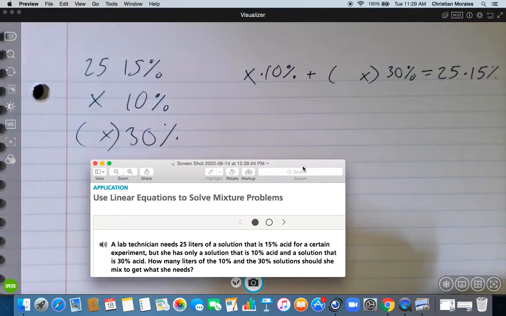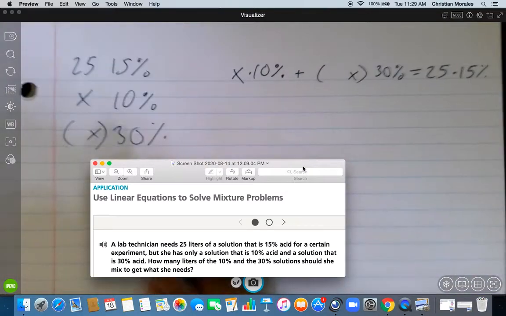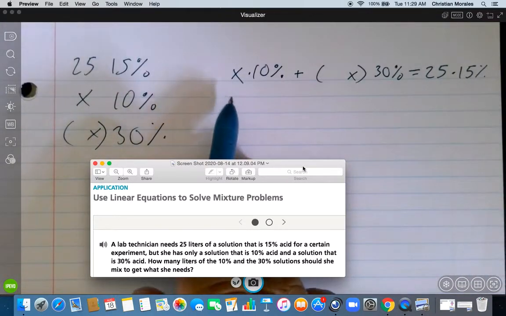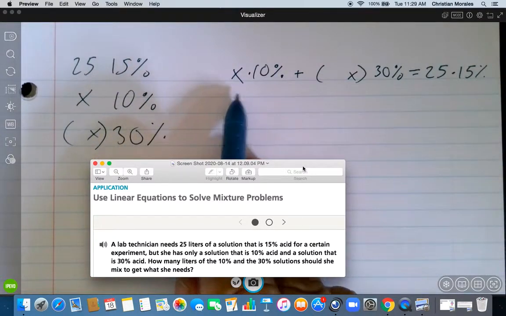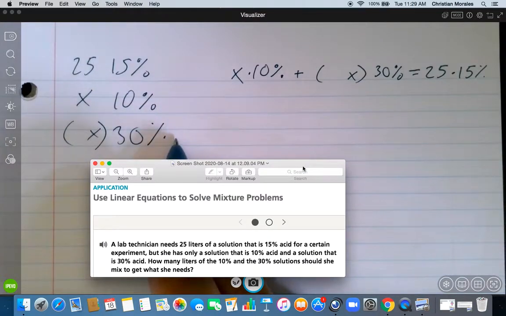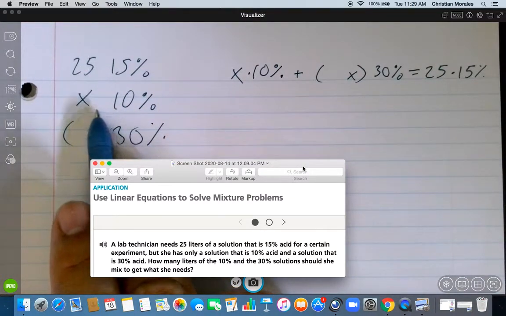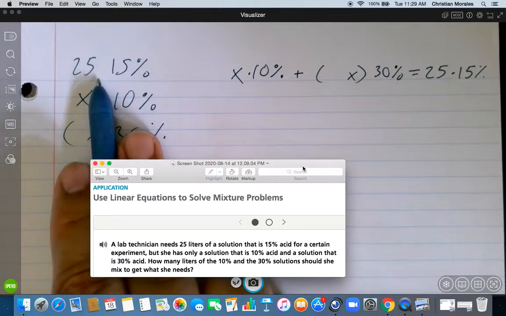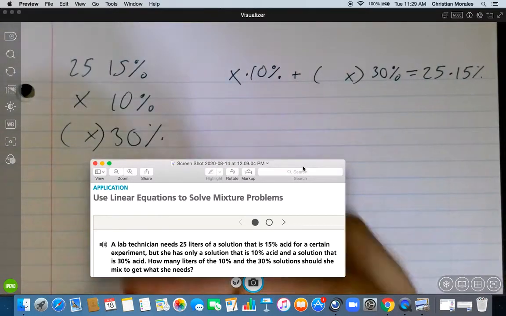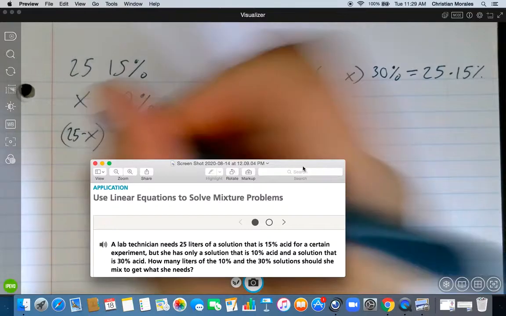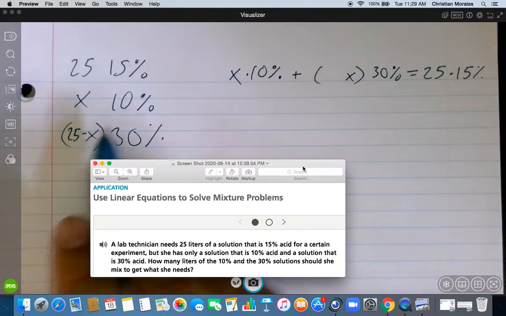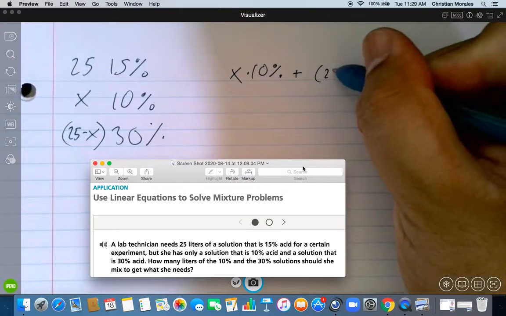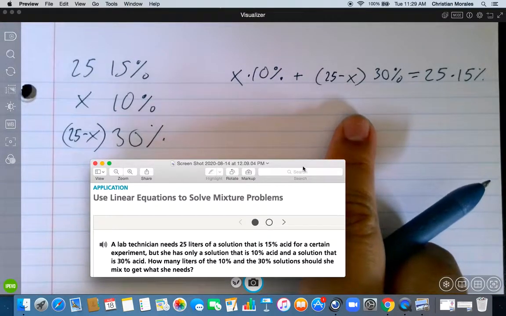Okay, now the reason I left this blank was because if I use 5 liters here, then this one will have to be 20. If I use 10 liters, this one will have to be 15. So whatever I use here, the rest of it has to make 25. The easiest way to do that is to do 25 minus X. So whatever I use here, take that away from 25, that'll give me the remainder over here. So 25 minus X.